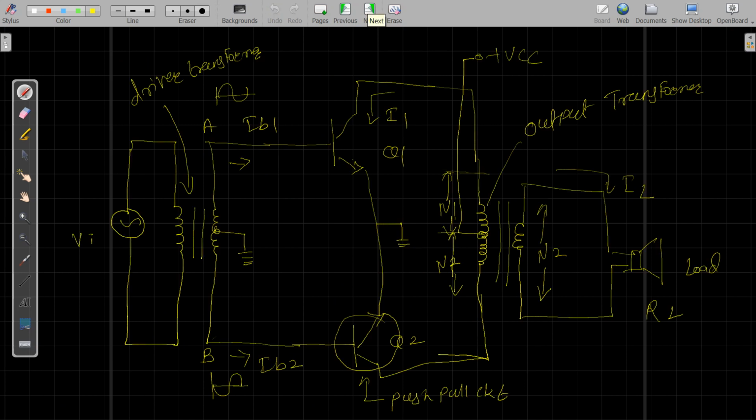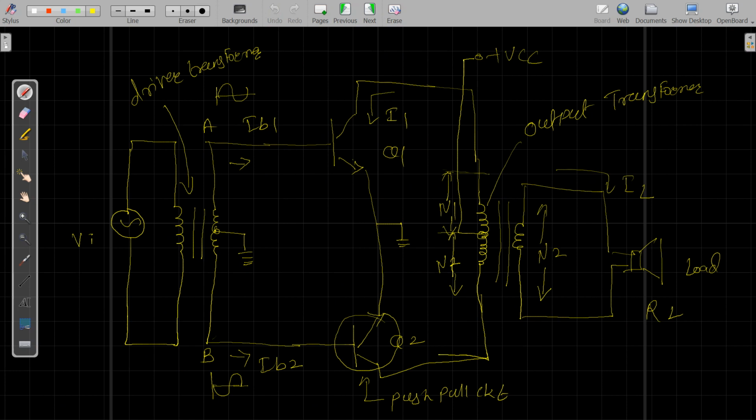Now this is the circuit diagram of the Class B push-pull power amplifier. Here, as we know, this push-pull requires two transformers. One is an input transformer, which we call the driver transformer, and the other is the output transformer, which is nothing but your load transformer. The input signal we are applying to the primary of this driver transformer, and the output we are going to take over here at the secondary winding of the output transformer.